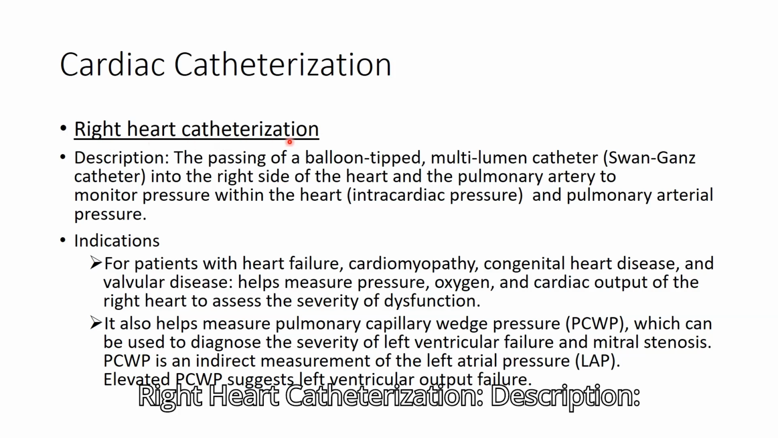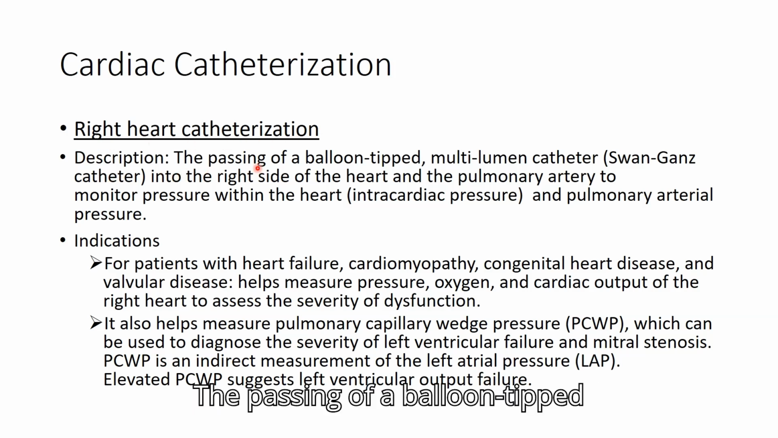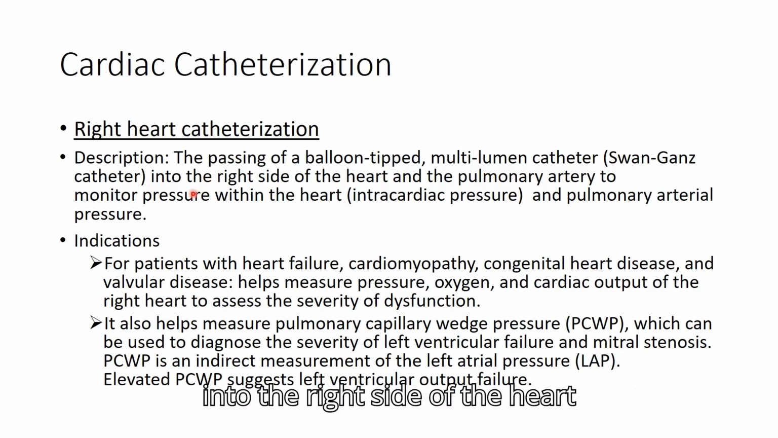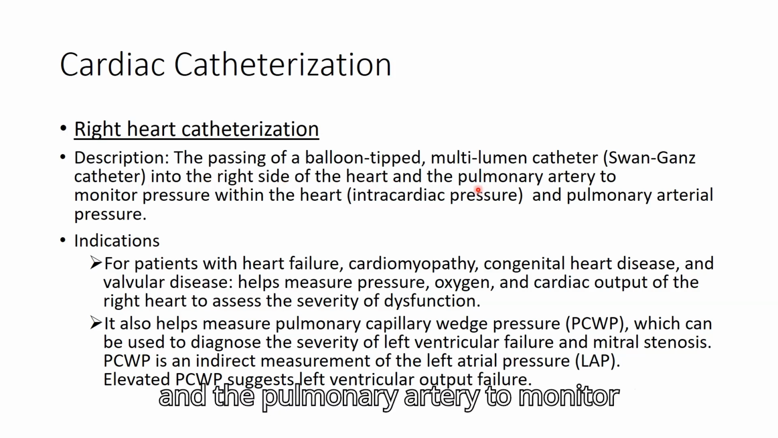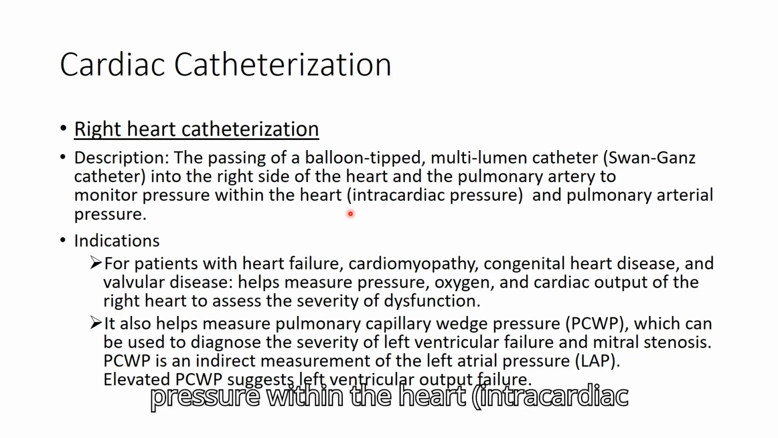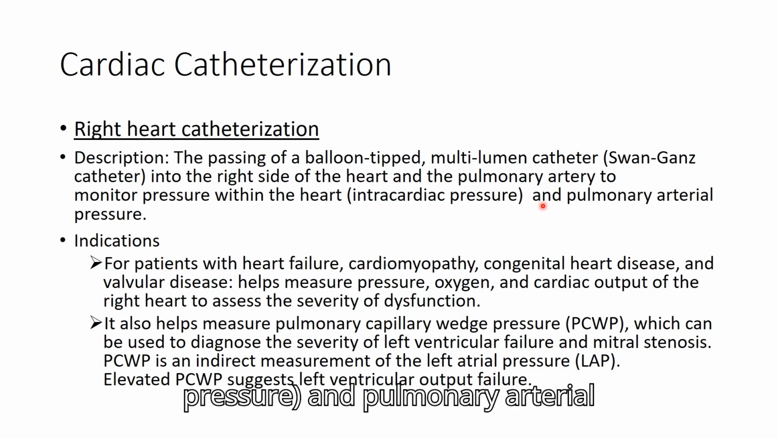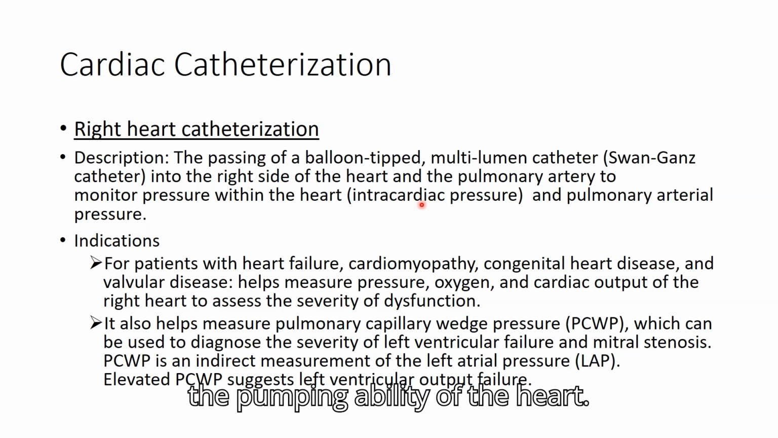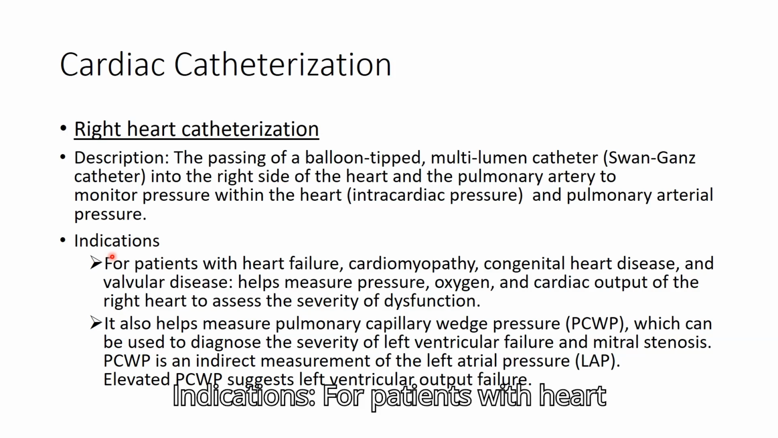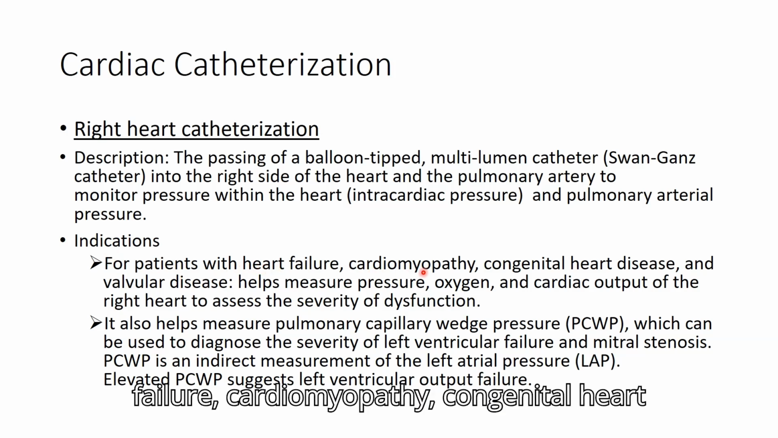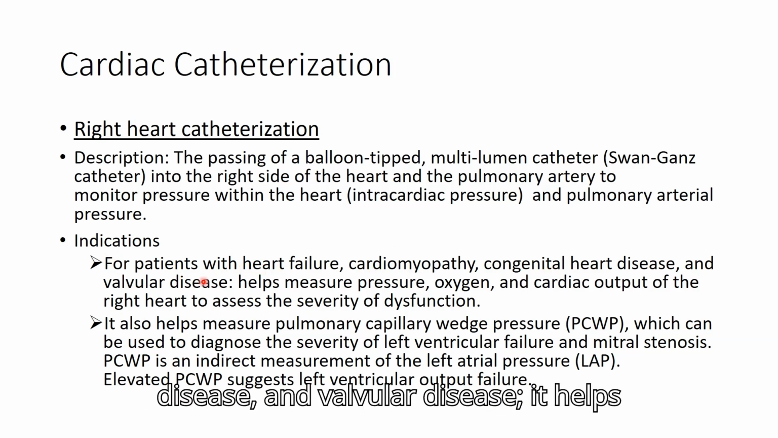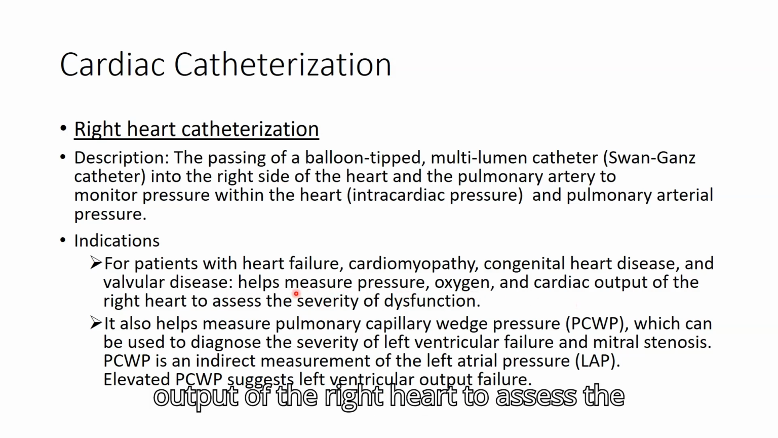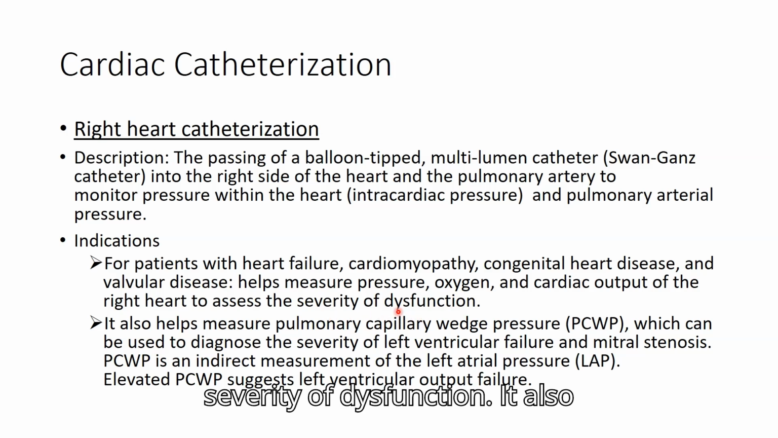Right heart catheterization. Description: the passing of a balloon-tipped multi-lumen catheter, Swan-Ganz catheter, into the right side of the heart and the pulmonary artery to monitor pressure within the heart, intracardiac pressure, and pulmonary arterial pressure. Intracardiac pressure manifests the pumping ability of the heart. Indications: for patients with heart failure, cardiomyopathy, congenital heart disease, and valvular disease, it helps measure pressure, oxygen, and cardiac output of the right heart to assess the severity of dysfunction.